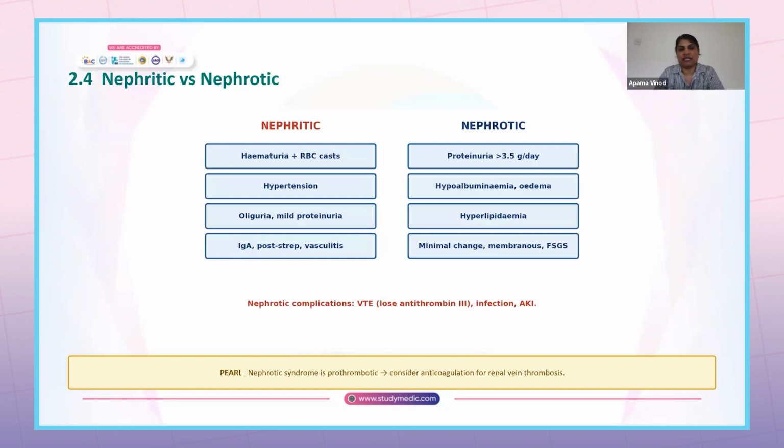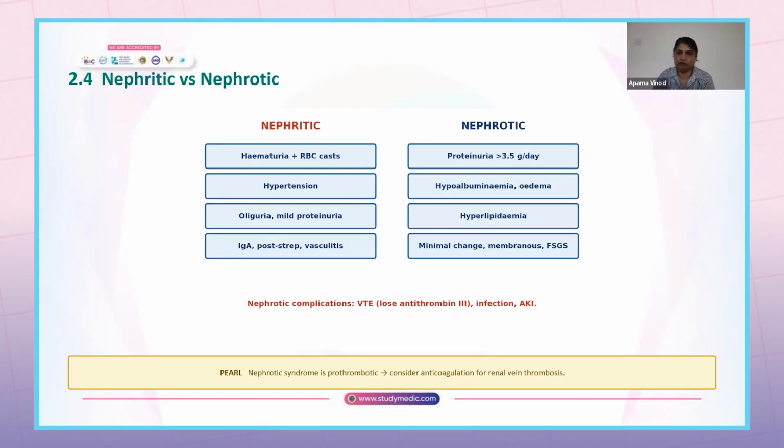How to differentiate between nephritic and nephrotic syndrome? So nephritic is hematuria plus RBC casts, hypertension, oliguria or mild proteinuria, and the reasons are IgA nephropathy, post-streptococcal glomerulonephritis, and vasculitis. Whereas in nephrotic syndrome, heavy proteinuria greater than 3.5 grams per day, hypoalbuminemia, which causes edema, and hypoalbuminemia will lead to hyperlipidemia as well, and the causes are minimal change disease, focal segmental glomerulosclerosis, and membranous nephropathy. So because of the nephrotic complications, you need to give prophylaxis for thromboembolism. Increased infections can be seen, and AKI can also present at this point.